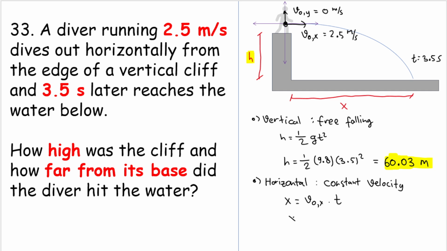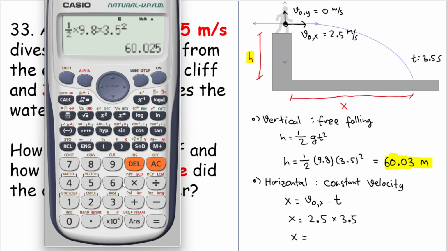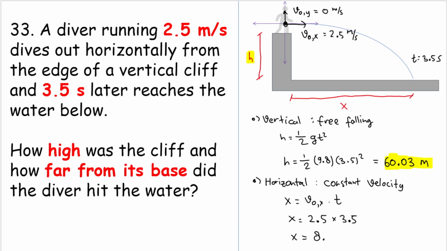Good. Now we have initial velocity, that will be 2.5, and then time, that will be 3.5. So I'll have 2.5 times 3.5, and I will have x equal to, let's just plug that into the calculator. So we will have 2.5 times 3.5, and that will be 8.75 meters. So I'll have x is equal to 8.75, and the unit here will be meters. And that is the x here, which is how far from its base.